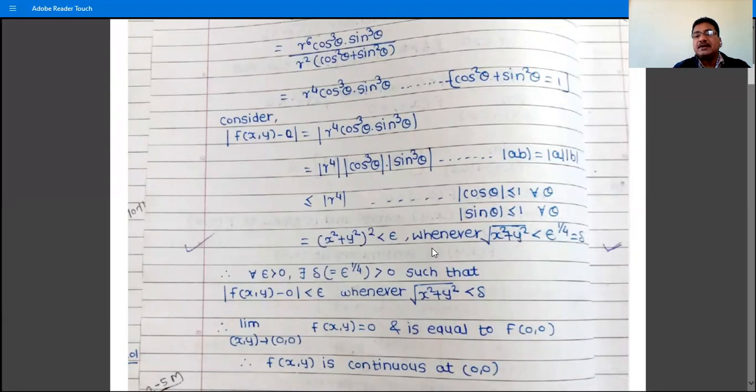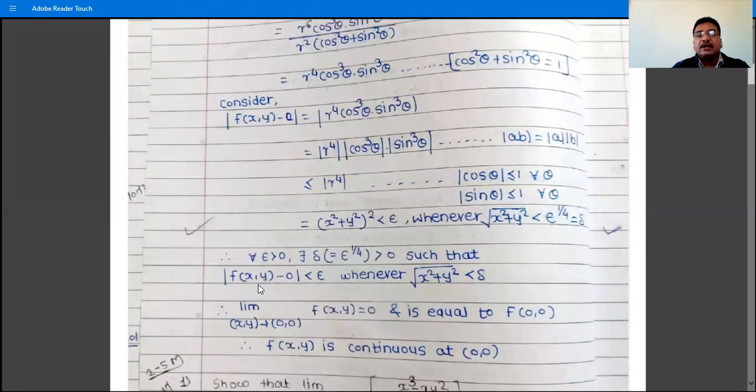Whenever root of x square plus y square, take the 1/4 power of both sides. Then the square of (x square plus y square) raised to 1/4 gives root x square plus y square, and epsilon raised to 1 by 4, the fourth root of epsilon. That is, root x square plus y square is strictly less than epsilon raised to 1 by 4, and this is equal to delta.